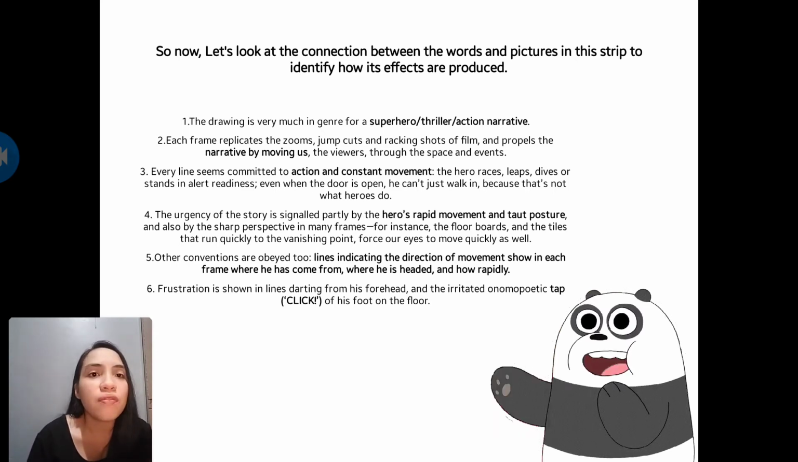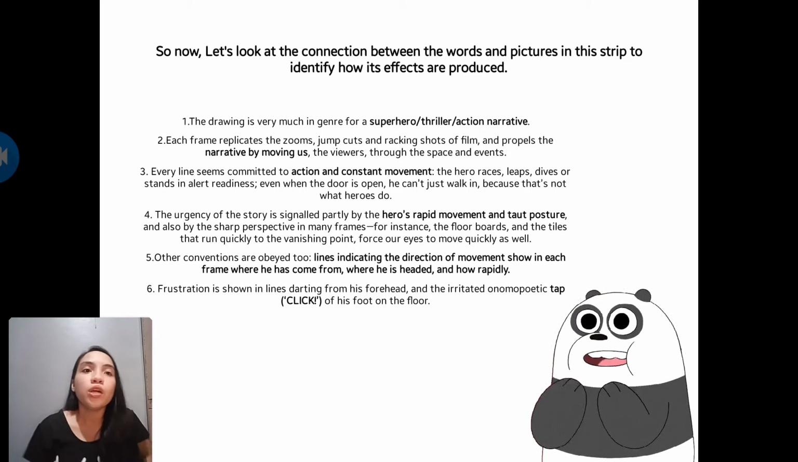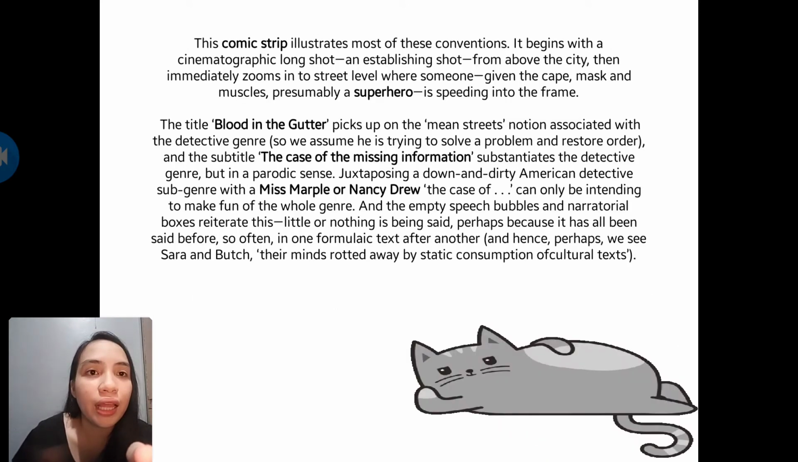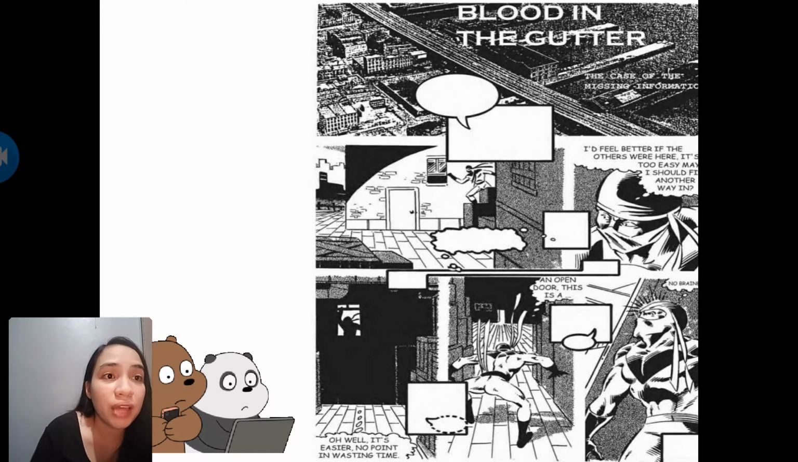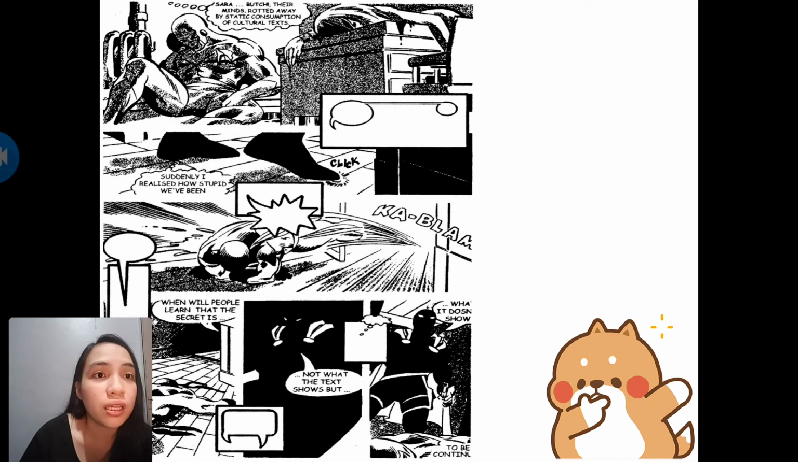So third, every line seems committed to action and constant movement. The hero races, leaps, dives, or stands in alert readiness. Even when the door is open, he can't just walk in, because that's not what heroes do. So we can see in the comic strip this line. So let's go back. The character said, "I'd feel better if the others were here. It's too easy. Maybe I should look for another way in."